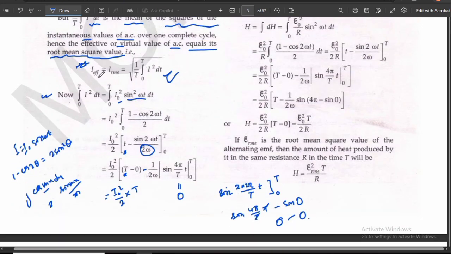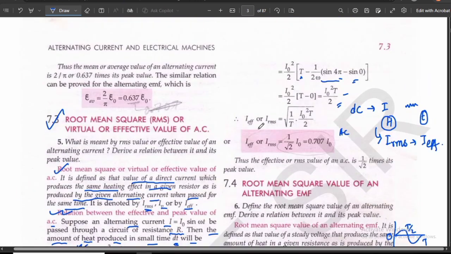We have to find the I effective, so let's write it. I effective or I RMS is root under 1 by T, integral 0 to T I square dt. So let's put this value: it will be I0 square T by 2, and T gets cancelled, so I effective or I RMS equals 1 by root 2 I0. 1 by root 2 is 0.707, so I effective or I RMS is 1 by root 2 I0, or 0.707 I0.